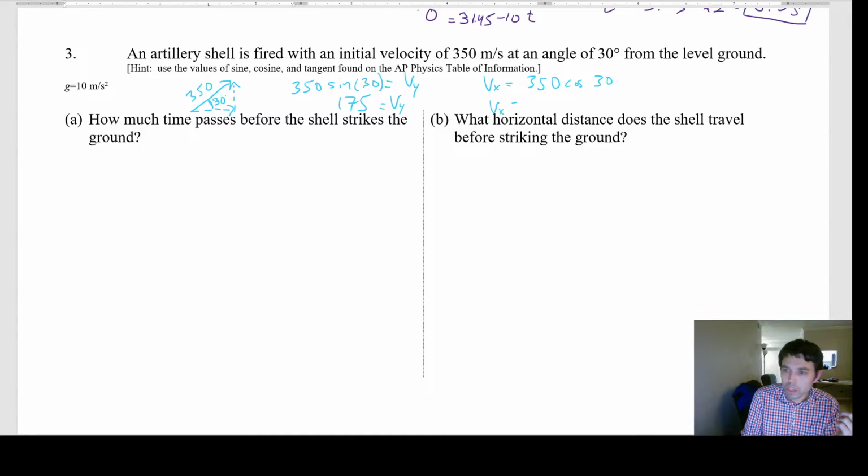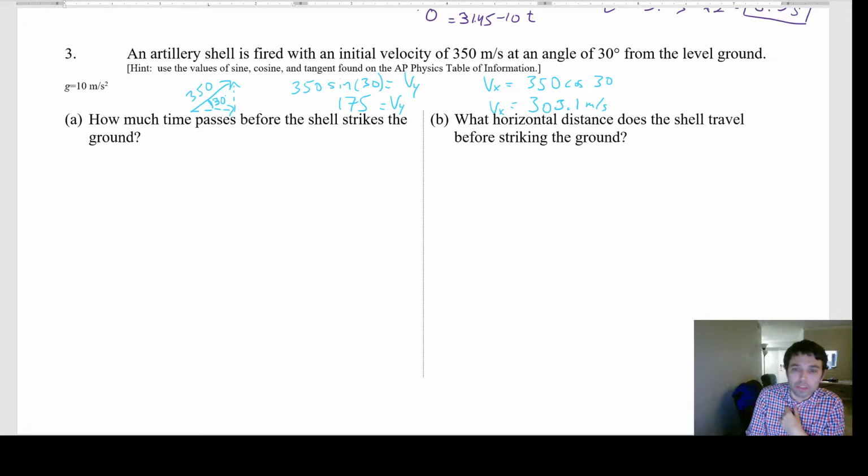I can't do that one in my head. Cosine of 30 times 350 is 303.1 meters per second. All right, okay, so now we have our components. Again, that's always the first step, so hopefully you're good with finding components.